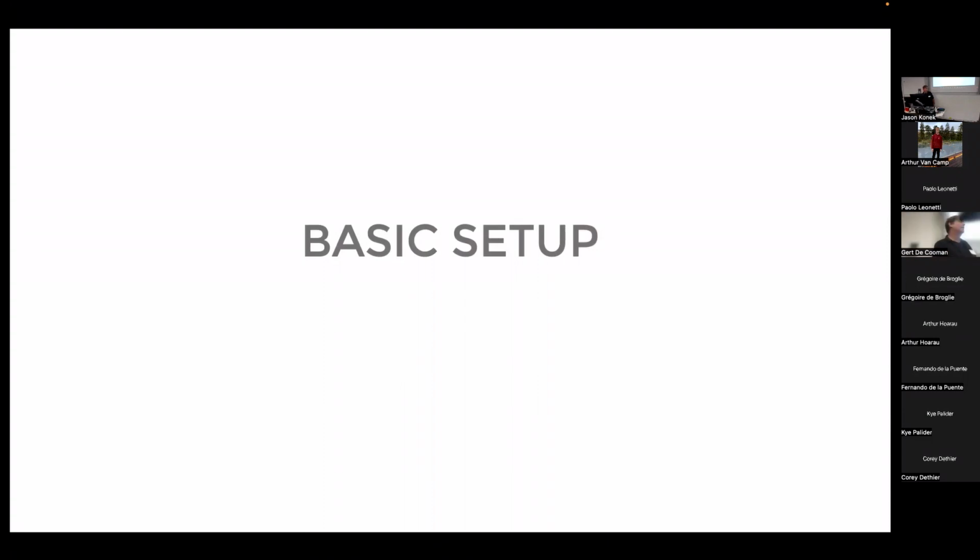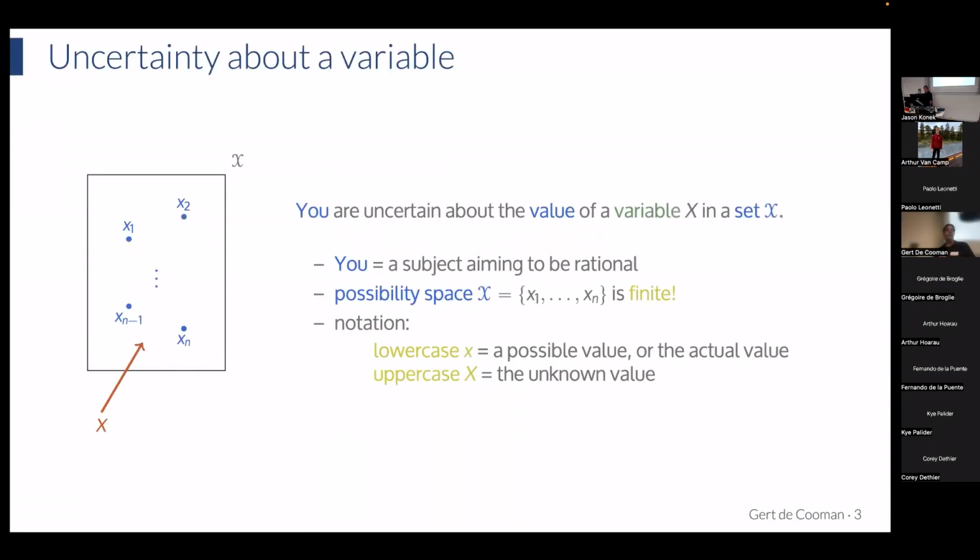Okay, so desirability. Let me explain the basic setup. This is something that I've already been talking about before. There is some variable that assumes values in some set, and I will denote that set by script X. So script X is the set of the possible values of my variable, and I'm going to look at the special case, which is already more than difficult enough, where this set is finite. So I have a finite number of elements in that set, x1 through xn. So let's say that we have n elements in that set.